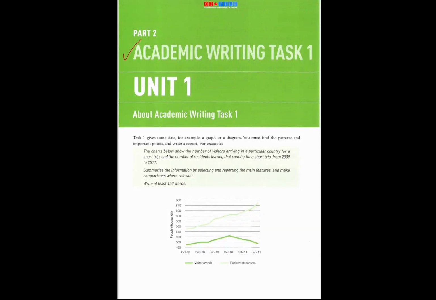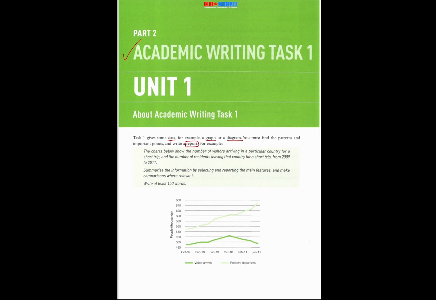Academic Writing Task 1. About Academic Writing Task 1. Task 1 gives some data, for example a graph or a diagram. You must find the patterns and important points and write a report.